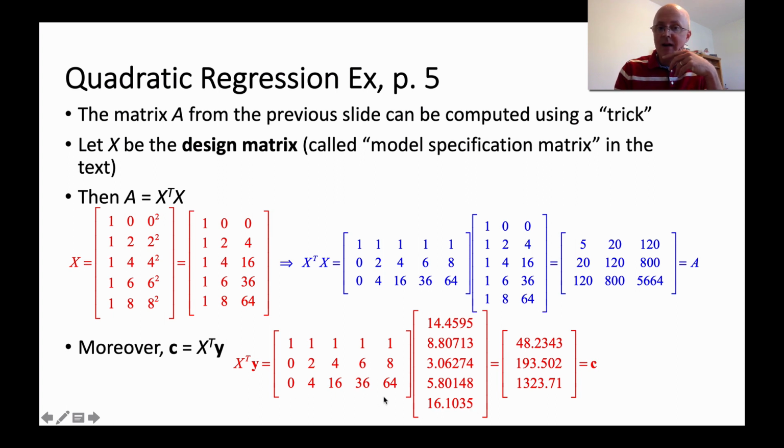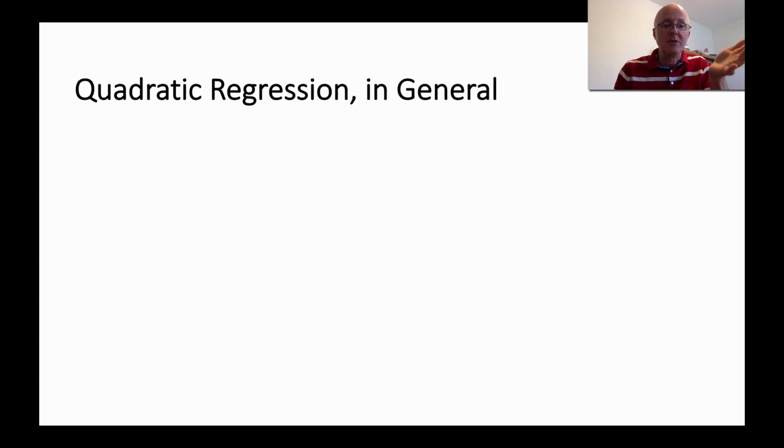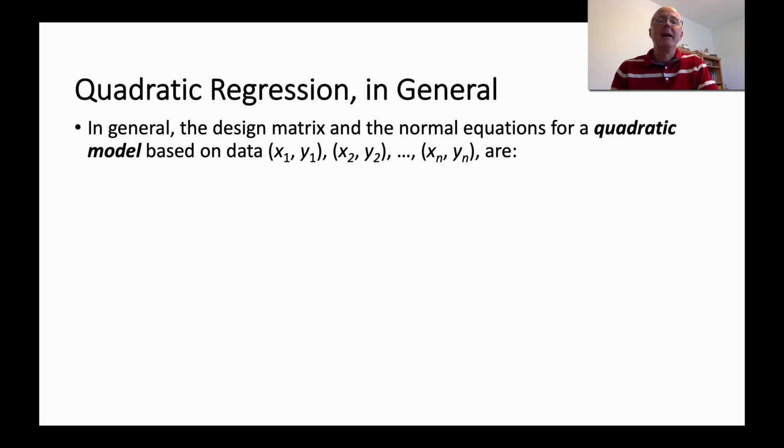A 3 by 5 matrix times a 5 by 1 column vector gives you a 3 by 1 column vector. And those numbers, again, are the coefficients that I called C here. Those are the right-hand side of the normal equations. These are not B0, B1, and B2. Again, I need to solve this system to find B0, B1, and B2. And that's what I did with the Mathematica.